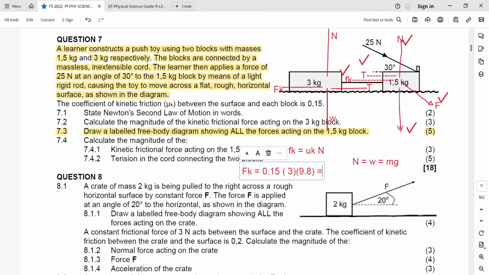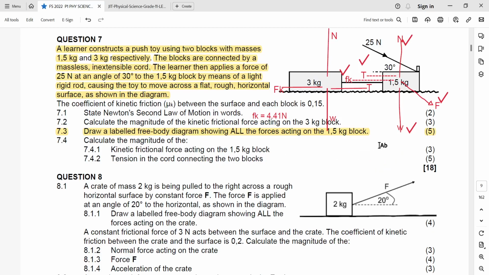Okay, next question. We skip 7.3, we go to 7.4. It says calculate the magnitude of the following. The first one. Okay, let me get rid of this one. Now, since we know Fk, don't forget that we use the previous answers as much as possible. It's more like mathematics when you solve something. So here the answer is 4.4 newtons.